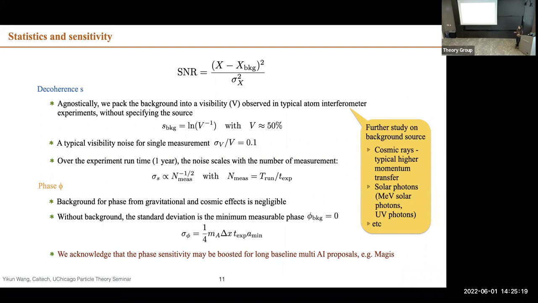Now I want to talk about something exciting for us to pursue, which is to estimate each source of the background. It seems to be a calculation missing from the literature. For example, because most of the experiments are going to be space missions, you have a lot of backgrounds in space. One thing you can think of is cosmic rays. In this paper, we argue that cosmic rays are typically associated with larger momentum transfer.